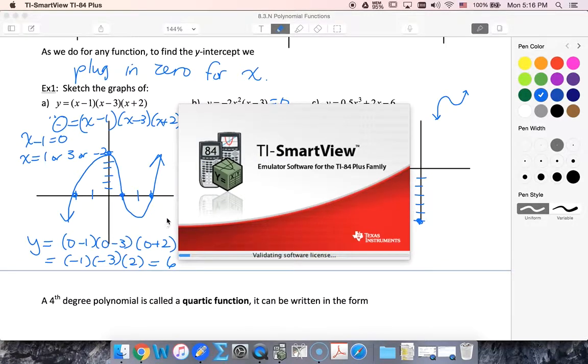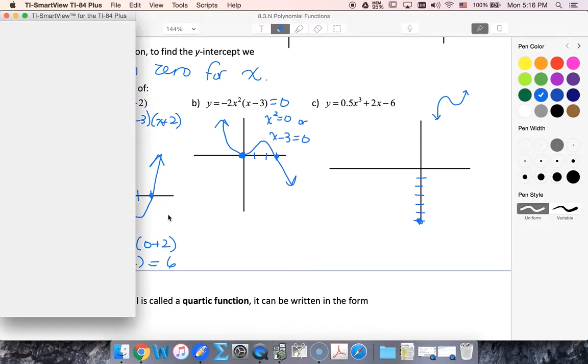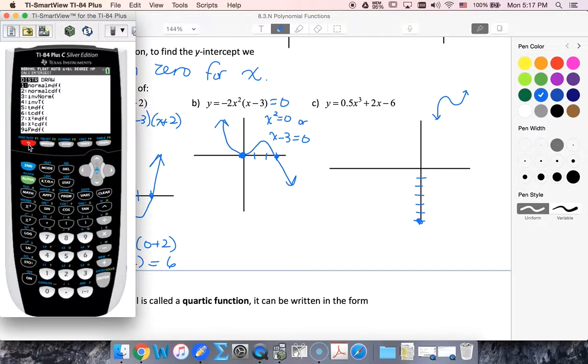So I'm going to plug in my y equals a half x cubed. So let's clear out what we have. Make sure that our plots are turned off. So 0.5 x cubed plus 2x minus 6. I don't know how to zoom on this, so I'm just going to start with a standard window. That's going to be negative 10 to 10, negative 10 to 10. All right, there's my y-intercept.